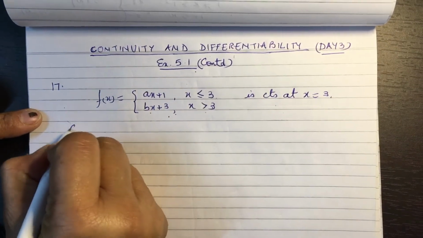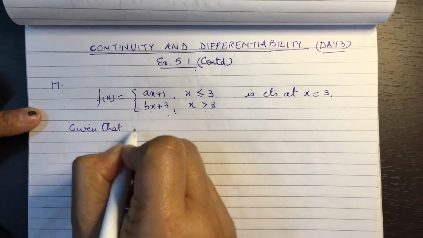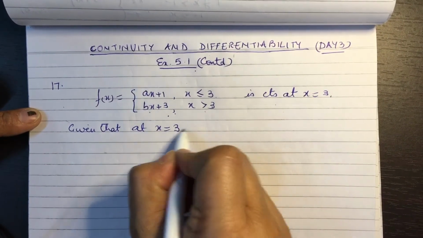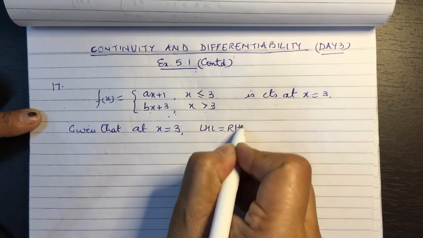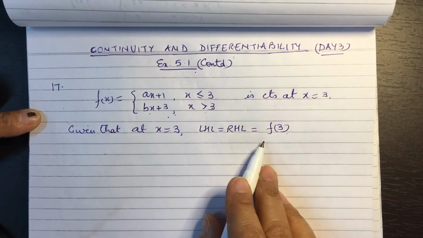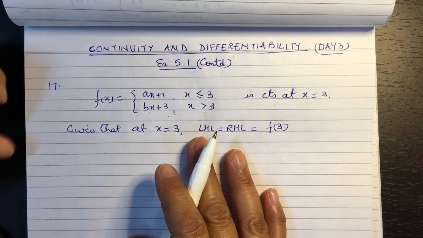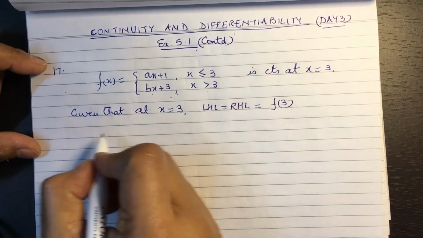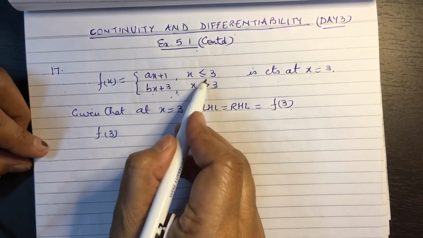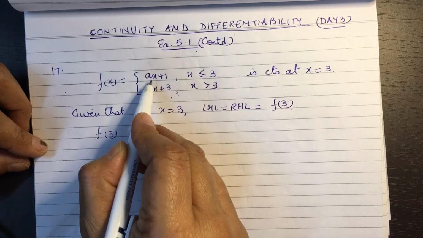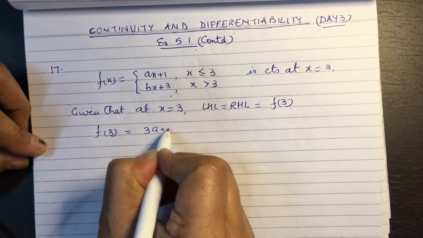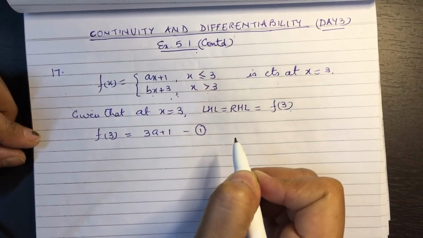So given that at x equal to 3 the function is continuous, we have left hand limit equal to right hand limit and is also equal to the value of the function at 3. So we check for these three things and then do the needful. So let's first find the value of the function at x equal to 3. From here you will be using this. So substituting for x as 3, we get 3 into a plus 1. Let's call it equation number 1.